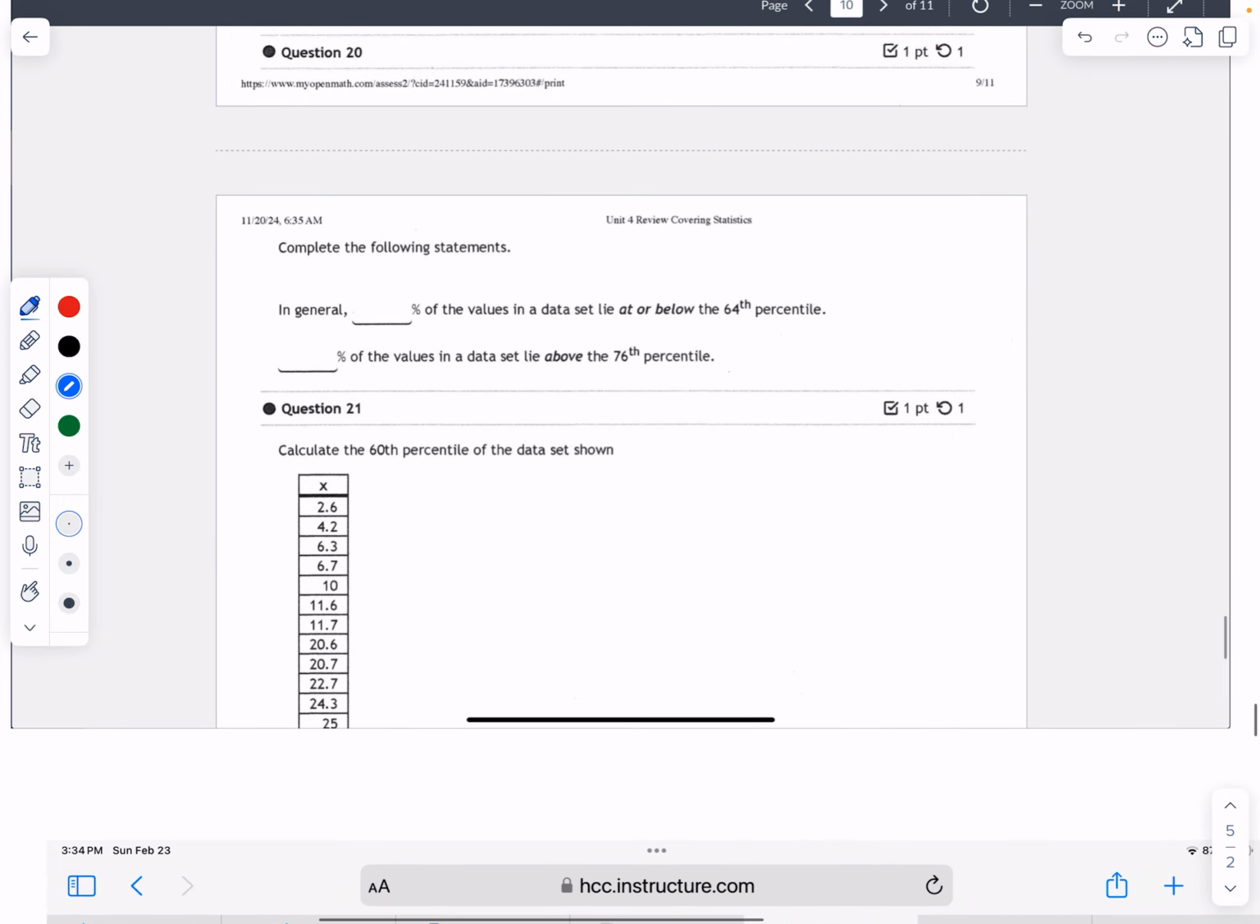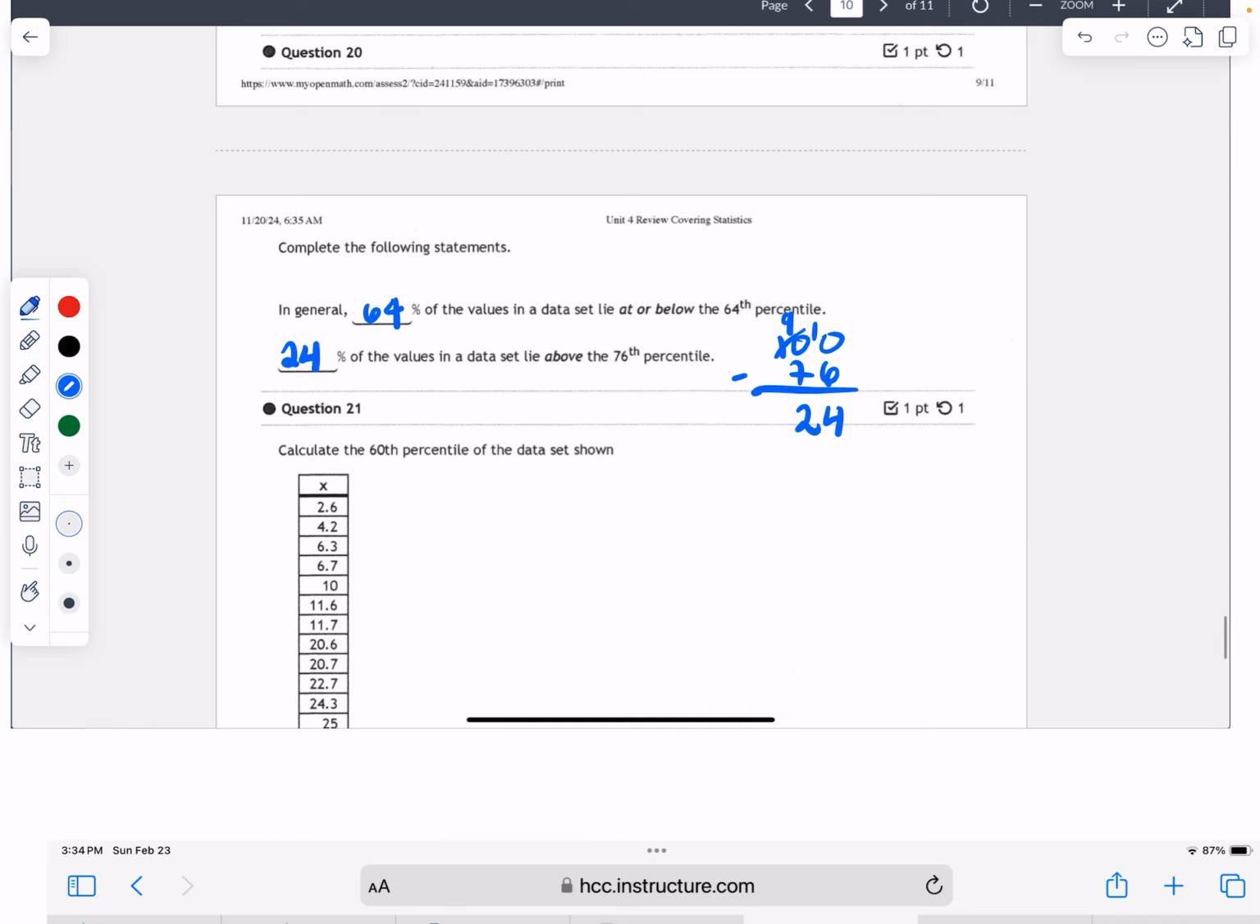Question 20 talks about percentile. In general, blank percent of the values in a data set lie at or below the 64th percentile. The answer is going to be 64. 64% of the values in the data set lie at or below the 64th percentile. Blank of the values in the data set lie above 76. So if it's above 76, I'm going to take 100 less 76, and when I do that, I get 24. So 24% of the values lie above the 76th percentile.